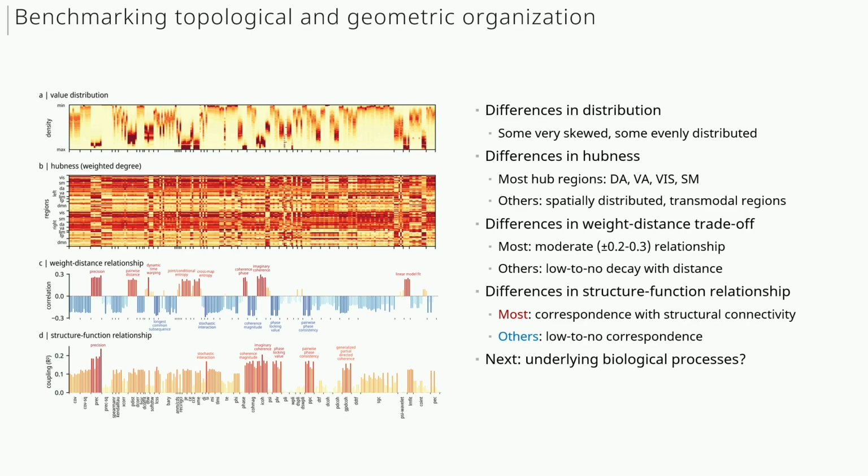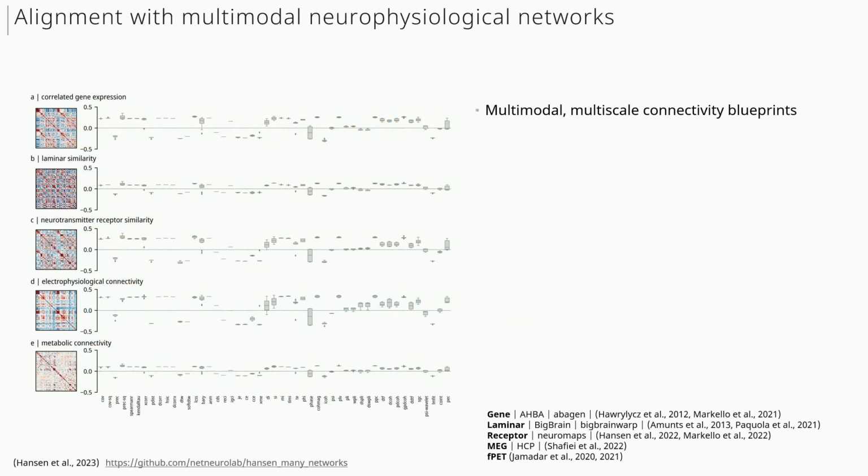And after these more topological properties, we next consider how they would more directly relate to the underlying biology. To do this, we quantify how different types of FC correspond to other biologically meaningful interregional networks. Specifically, we have correlated gene expression from the Allen Human Brain Atlas. We have laminar similarity from BigBrain cell staining data. We have neurotransmitter receptor similarity from multiple PET tracers, electrophysiological connectivity from resting state MEG data, and finally metabolic connectivity from dynamic FDG PET.